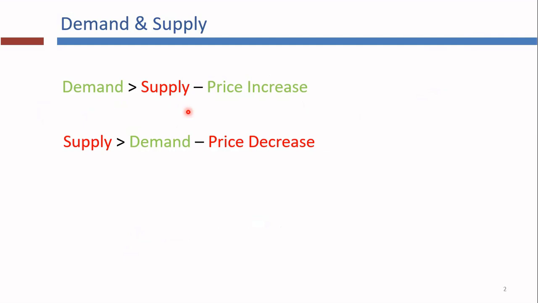Now we will look at two basic principles, that is, when demand is greater than supply, price increases, and when supply is greater than demand, price decreases. Now we will discuss how these principles can be applied to a candle.